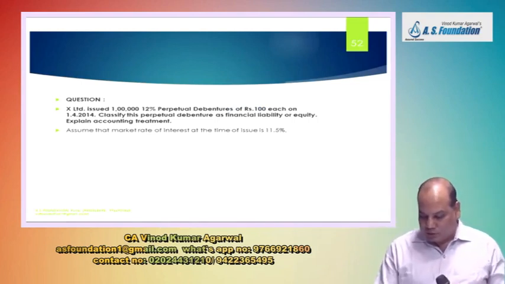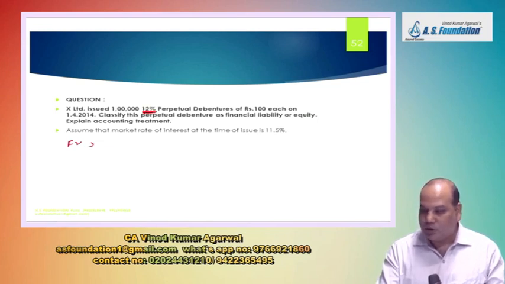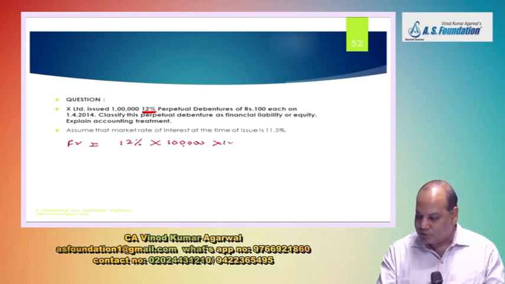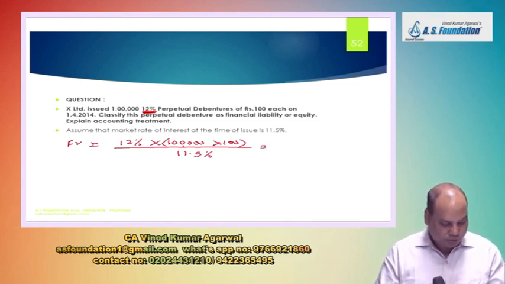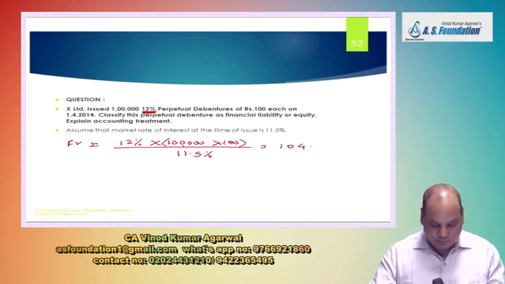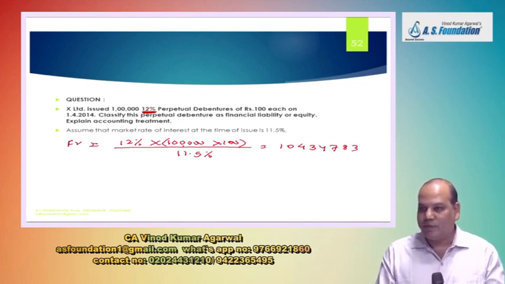See, how will you do the calculation? First in the exam you will write calculation of fair value of the liability. It is a liability because there is a mandatory 12% coupon. 12% of 1 lakh into 100 face value, divide by market rate. The value of this calculation is 1,04,34,783. That is the fair value.